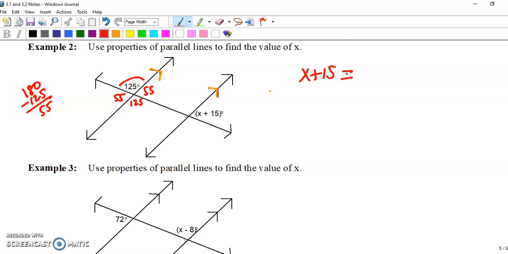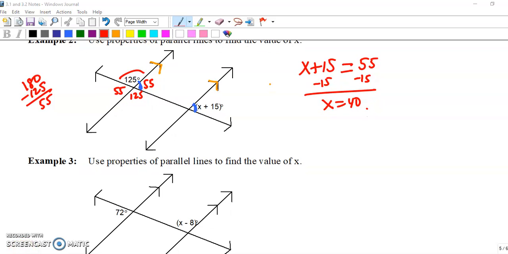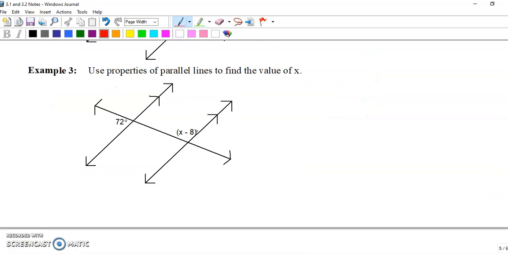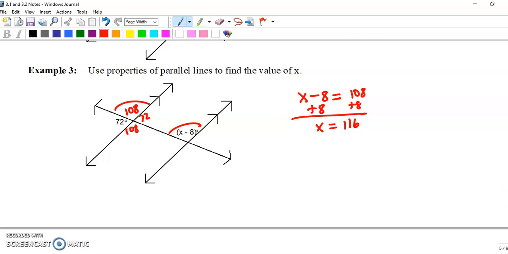Is it a 155 or 125 or a 55? Well, it's in the same position as this one. So that's a 55. And then we can solve the equation just like so. Okay, and x equals 40. I would do exactly the same thing here in example 3. Every angle in this picture either has to be 72 or 108. So the x minus 8 is the same as this one, would be a 108. So solving for x, x would be 116.